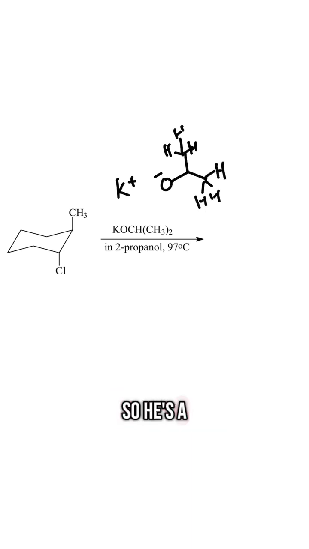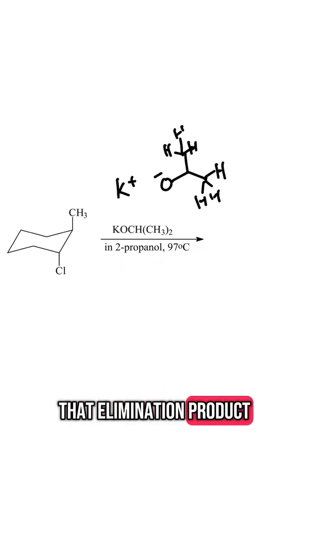So this chlorine site right here is secondary, so we can do SN2 or E2. But because this base is bulky, it's probably not getting in there, so we're going to lean more towards E2. Another thing that lets us know this is probably E2 is 97 degrees C. This is going to push us towards that elimination product.